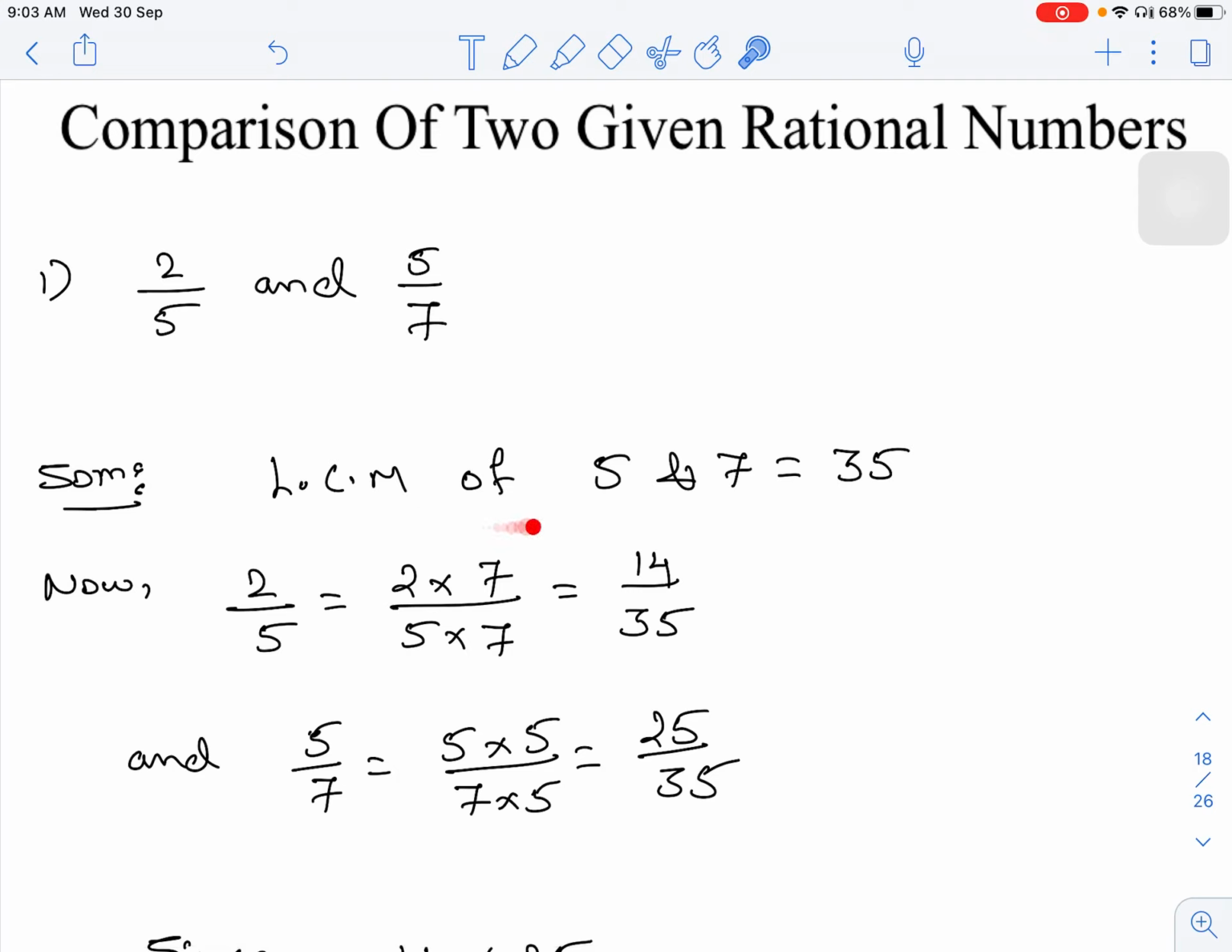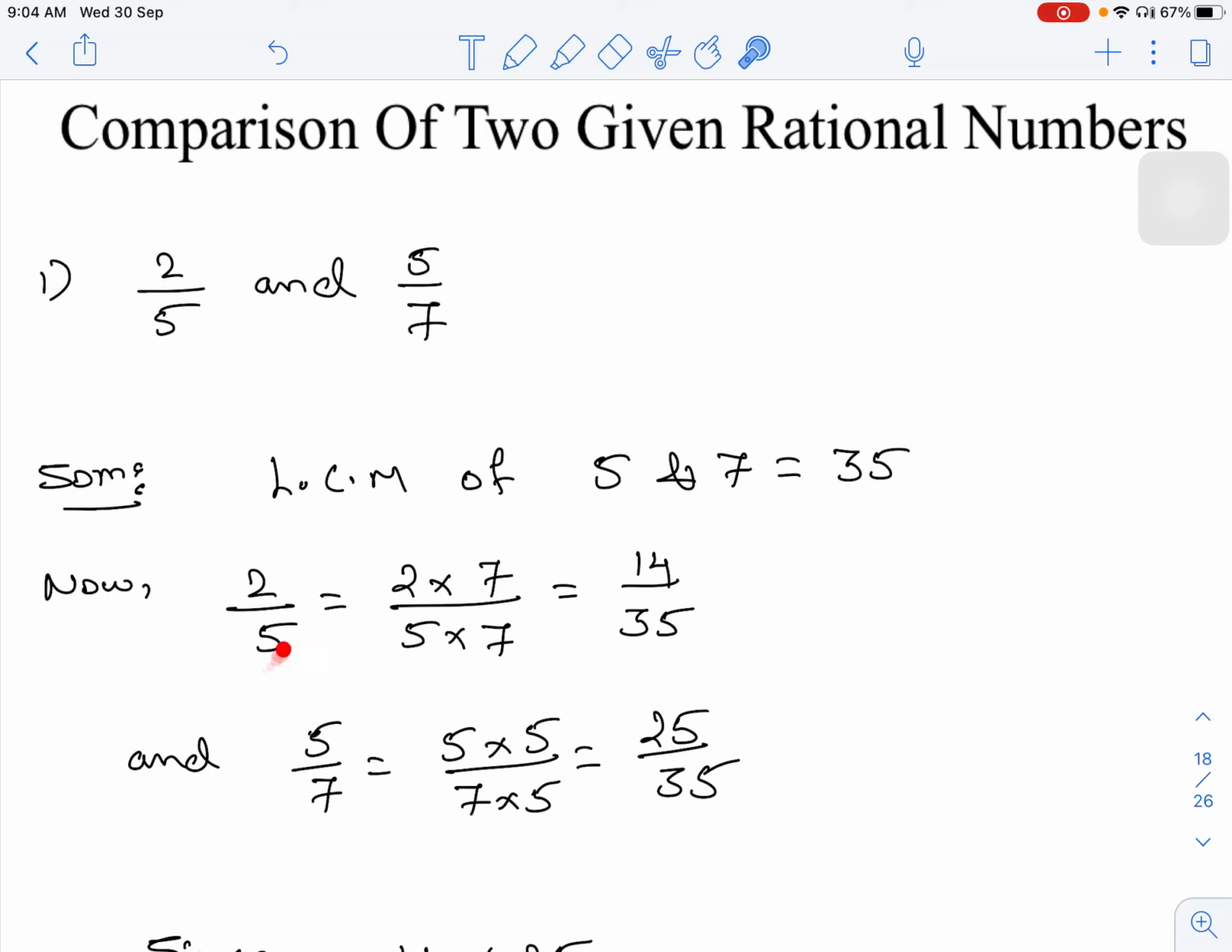So now LCM of 5 and 7 is how much? 35. What we will do? We will convert this 2 upon 5 with denominator 35, and 5 upon 7 also with denominator 35.